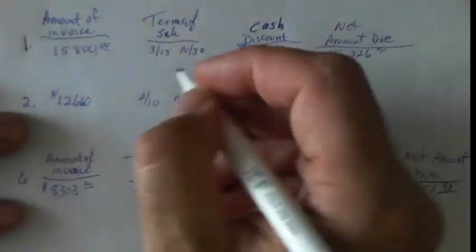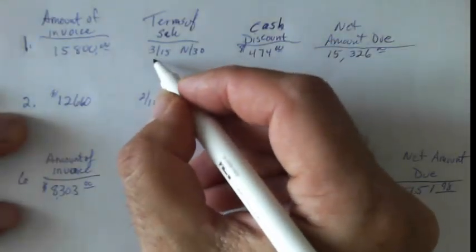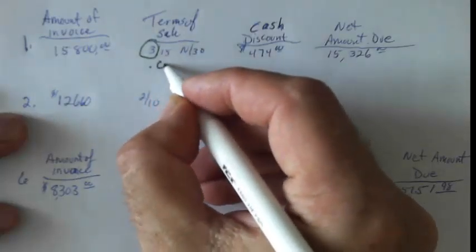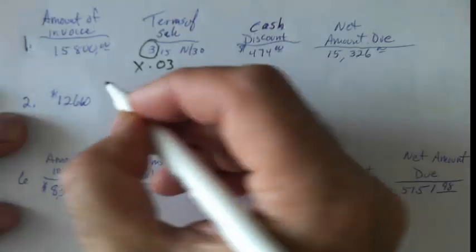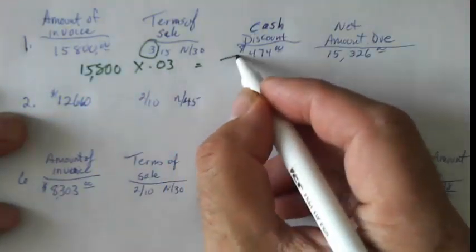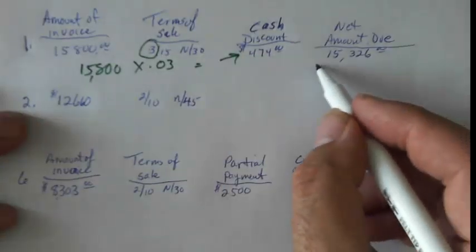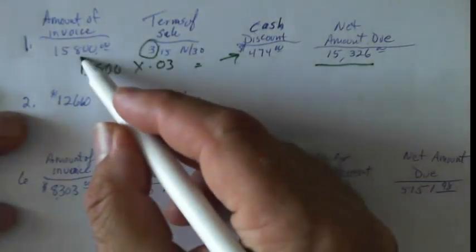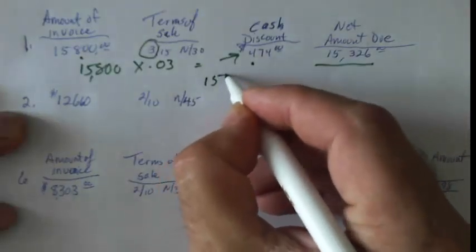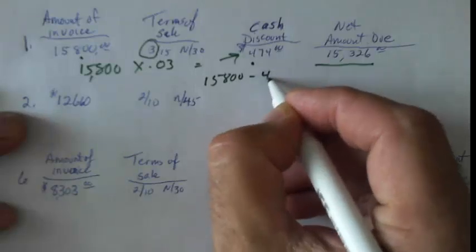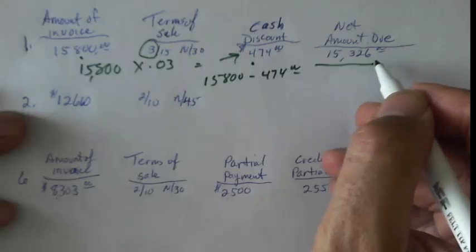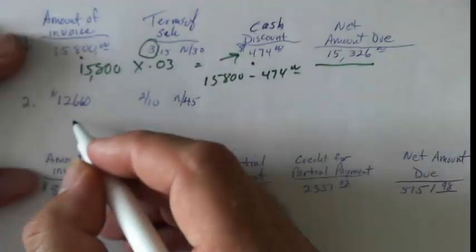Well, how do they get that? Since they're giving a 3% discount, just simply change the 3% to a decimal, 0.03, and multiply it by the 15,800, and you get the cash discount. The net amount then is the amount of the invoice minus the cash discount. So 15,800 minus 474 gives you the 15,326. Pretty straightforward.